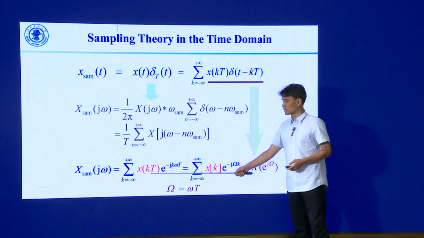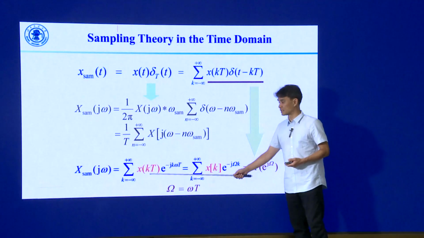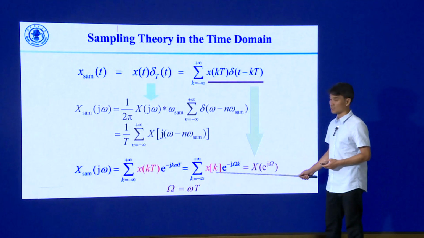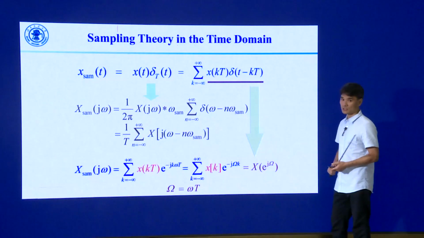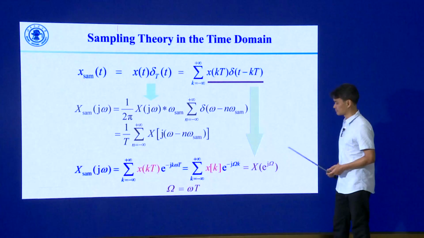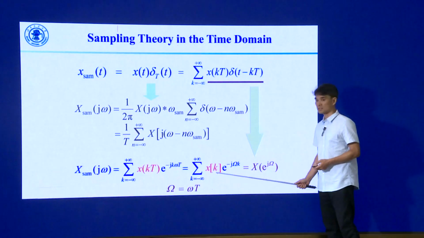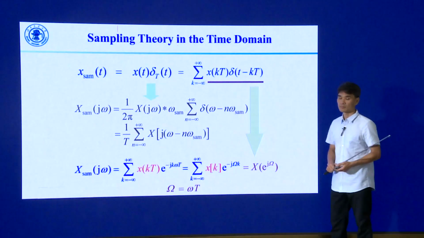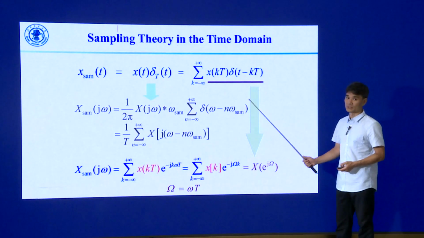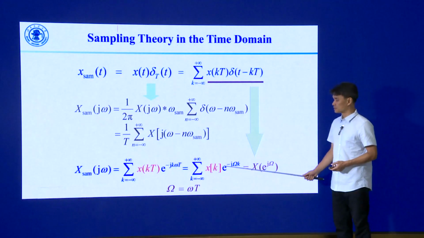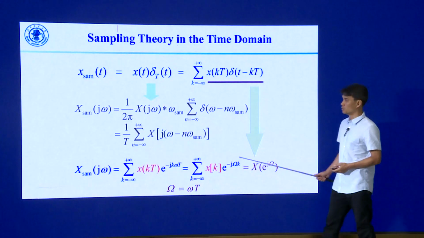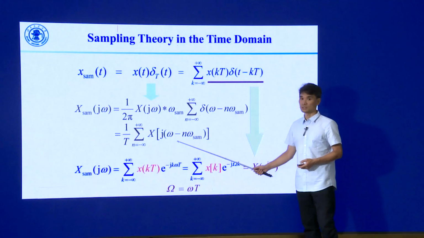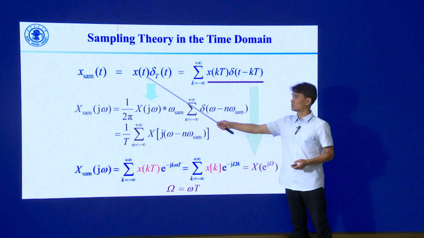Pay attention to k. It is an integer number, so effectively this signal is a discrete time signal. And look closely at this equation. It is actually the definition of the discrete time Fourier transform of x of k. So the conclusion here is the Fourier transform of the sampled signal is equal to the periodization of the original signal x of t.